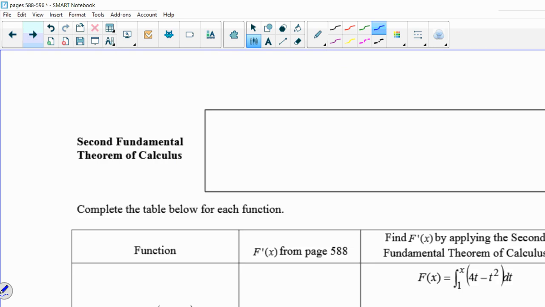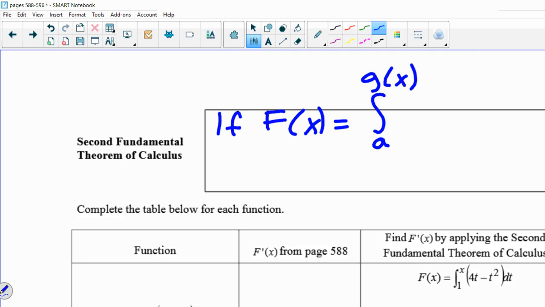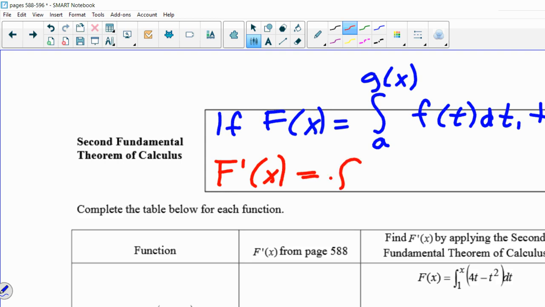So what does the second fundamental theorem of calculus say? This should be repetitive. If big F of x equals the integral from some constant a to g of x of f of t dt, I'm using a because that's what Sparks uses in his notes, then F prime of x equals f of g of x times g prime of x.